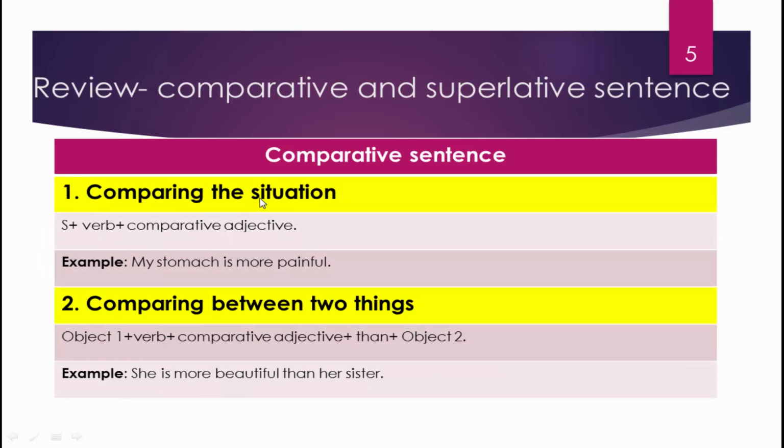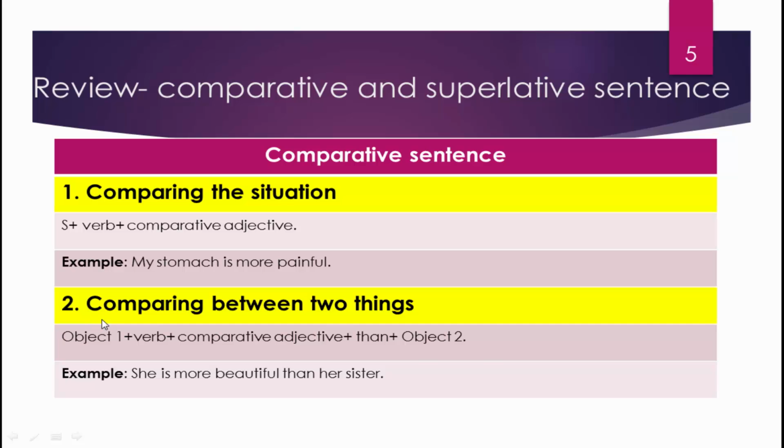In making a comparative sentence, when you want to compare between situations, you need to put subject and verb and then comparative adjective. If you need a noun, you can add a noun at the end. For example, my stomach is more painful. It means you compare your stomach between the situation now and the situation before now.